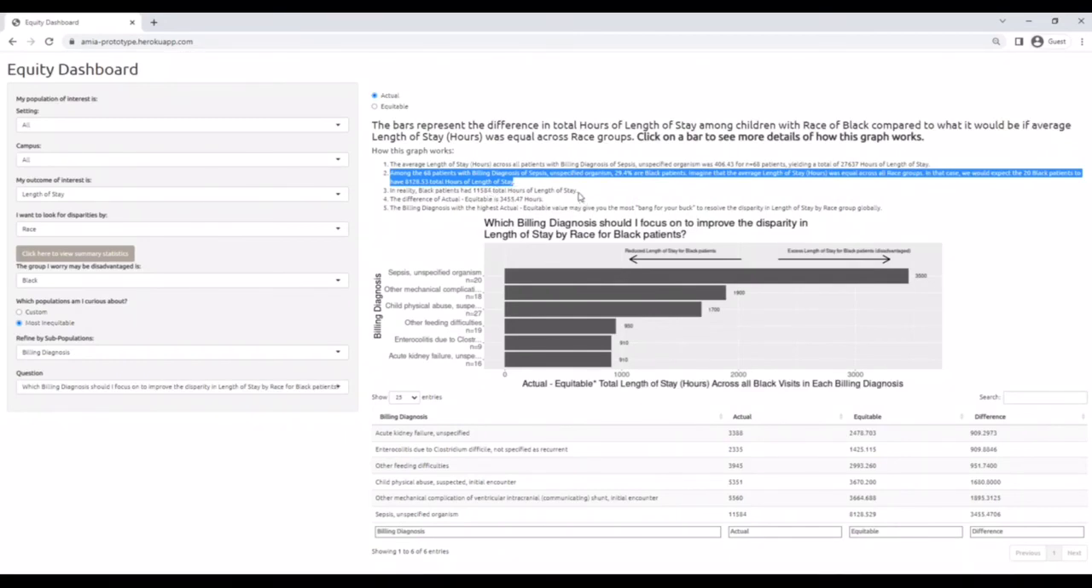However, these 20 patients actually had approximately 11,584 total hours of length of stay, meaning that Black patients with the billing diagnosis of sepsis unspecified organism had over 3,455 total excess hours of length of stay when compared with what the equitable value would be for that diagnosis. So this might be an opportunity for improvement.